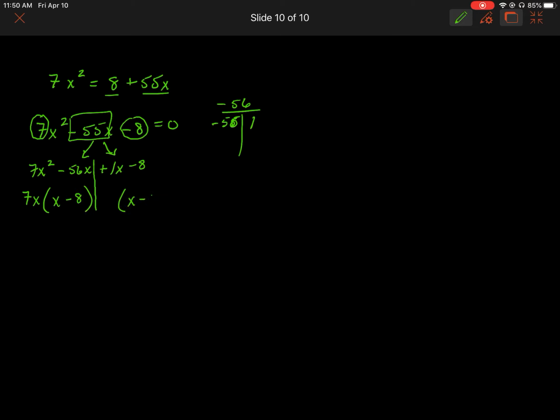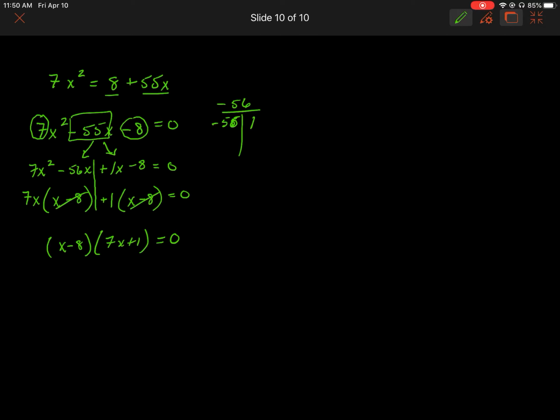And the only way to get an x minus 8 on the right would be to factor out a single 1, just 1, right? So now they have a common factor of x minus 8. And once I factor that out, I have a 7x plus 1. And that's still all equal to 0. I didn't write a 0 here, but the 0 is still there, okay?